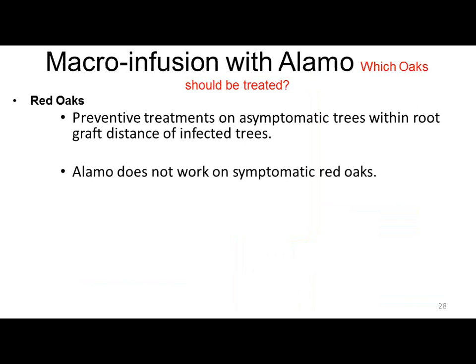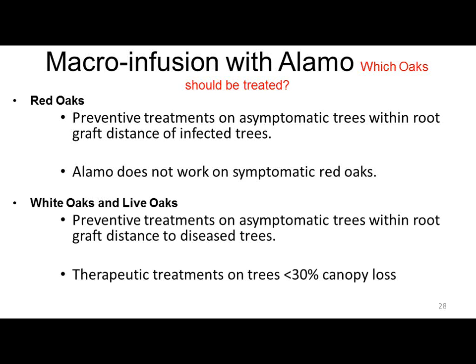So which oak should be treated? This is an important distinction as it comes to managing oaks that are in the various red, white, and live oak families. First and foremost, probably the most important distinction here about red oaks is that preventative treatments are the only way in which you can treat oaks in the red oak family. So you're targeting healthy or asymptomatic trees that are not showing any above ground symptoms of oak wilt. Alamo does not work on symptomatic red oaks, and there isn't a fungicide on the market, unfortunately, that can reverse the symptoms of oak wilt on oaks in the red oak family that are showing symptoms.